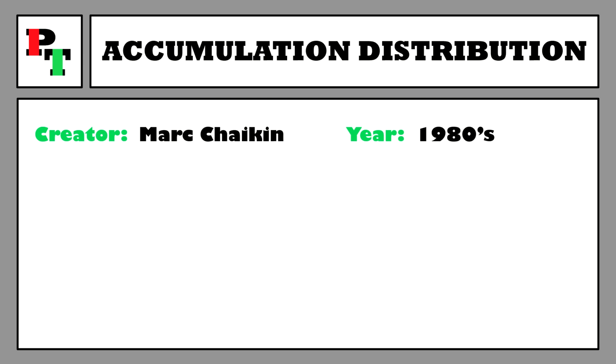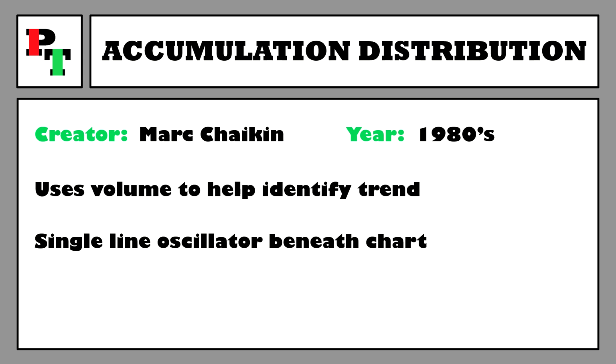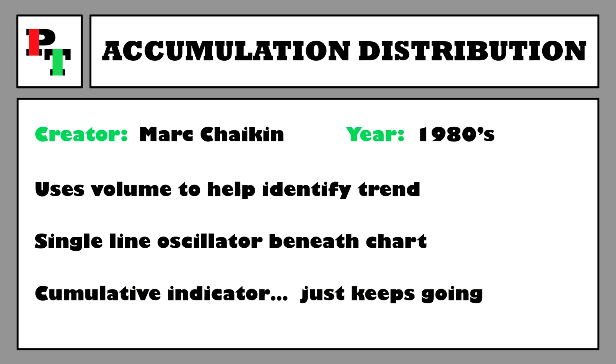The accumulation distribution indicator uses a combination of volume and price to help traders identify trends in the market price. It's a single line oscillator that's going to sit beneath your price charts on a typical trading platform, and worth noting that the reading of the accumulation distribution indicator is cumulative in its value, so there's no upper or lower limit to it. It'll just keep swimming.